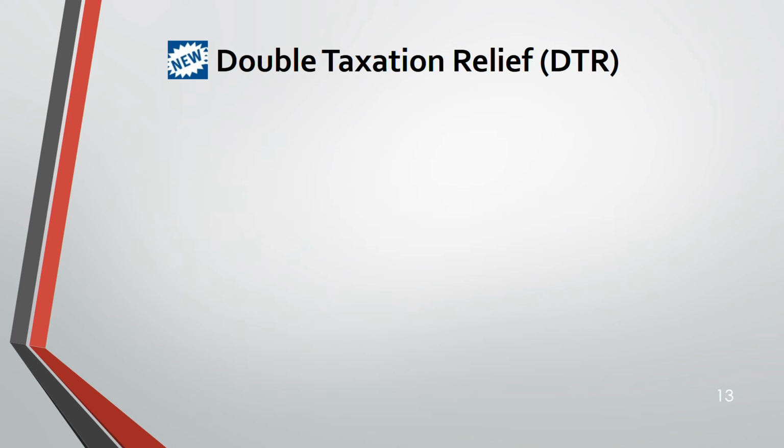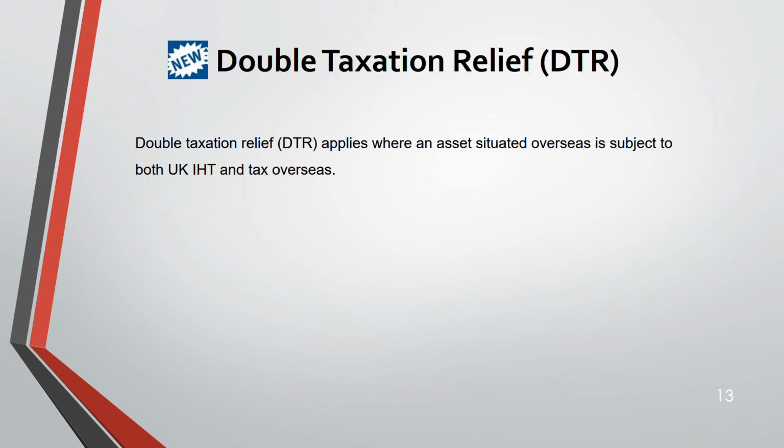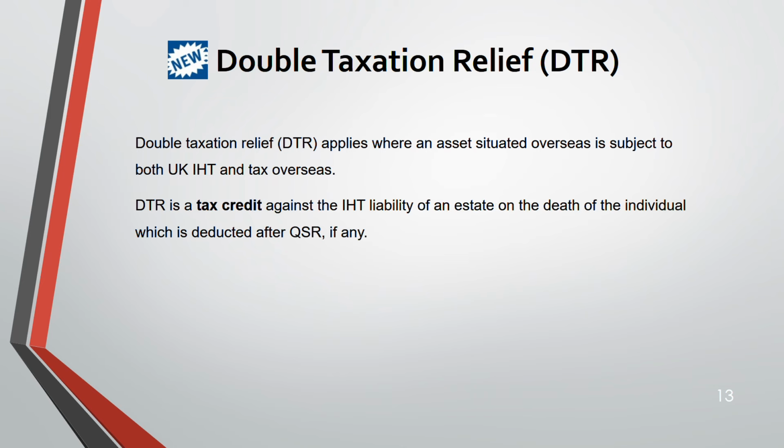Now, the next is double taxation relief. This is also new for ATX, and you have a very high chance of this occurring in your ATX exam. So this applies especially when you have an overseas asset. When you don't have to deal with anything overseas, double taxation relief will not come. So this applies when the asset is situated overseas. It is subject to both IHT, UK inheritance tax, and tax overseas, because you have to pay tax twice on the same income, right? Now, DTR is giving a tax credit against the IHT liability on the estate on the death of the individual, which is deducted after QSR.